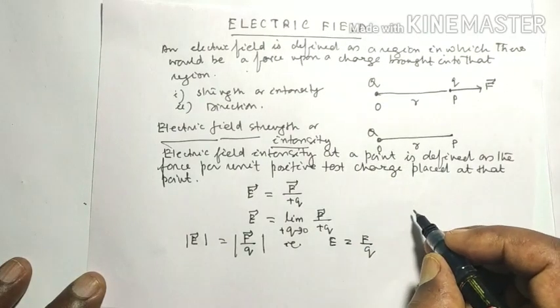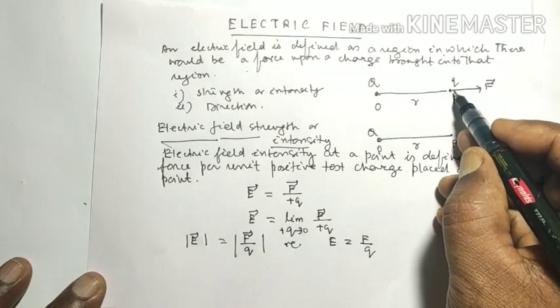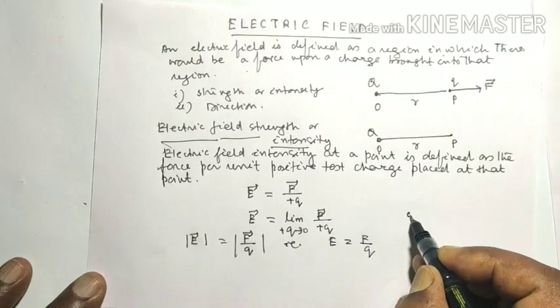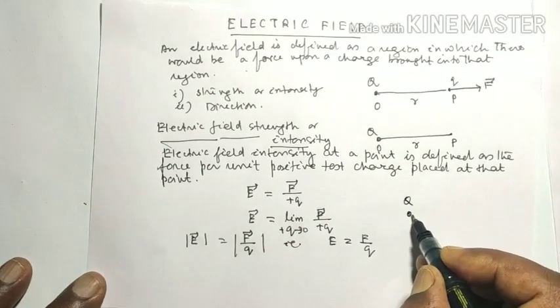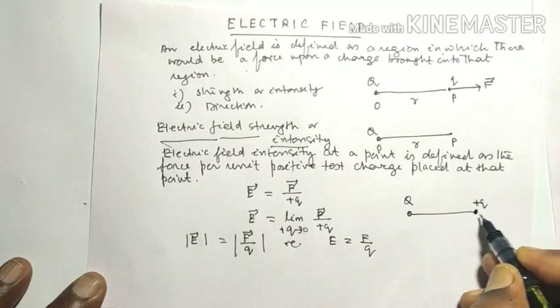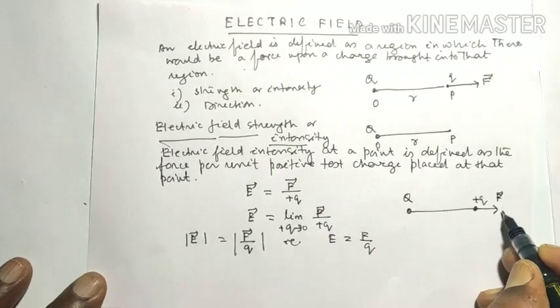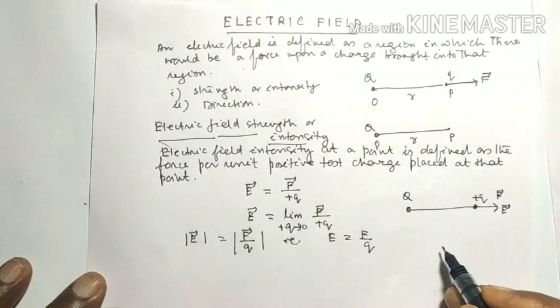The direction of the electric field at any point is the direction of the force on a positive test charge. Suppose this is your Q. Suppose Q is positive and the test charge is also positive. Then the direction of the force gives the direction of the electric field.